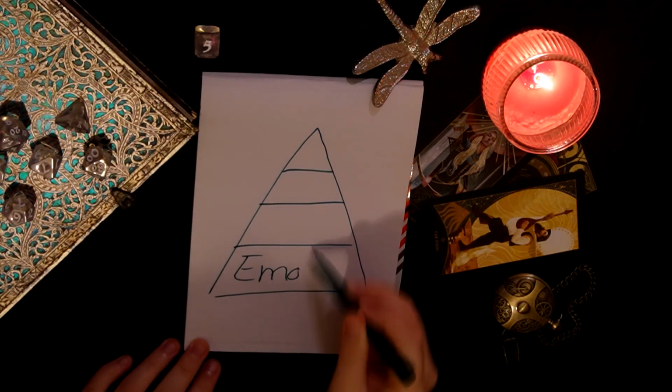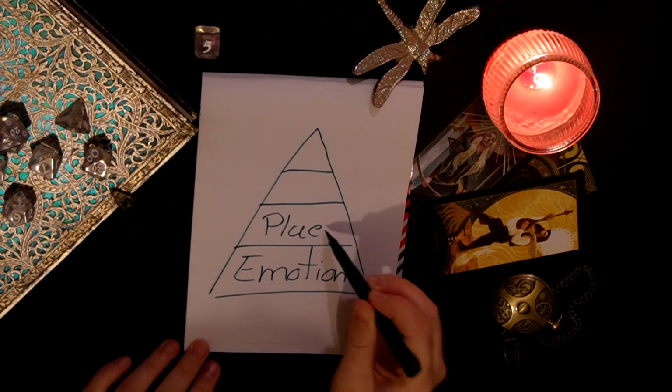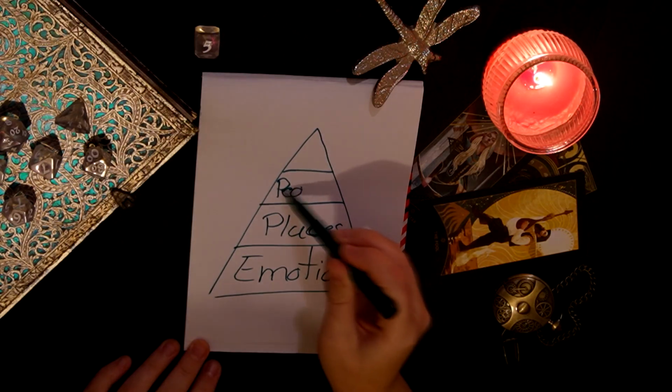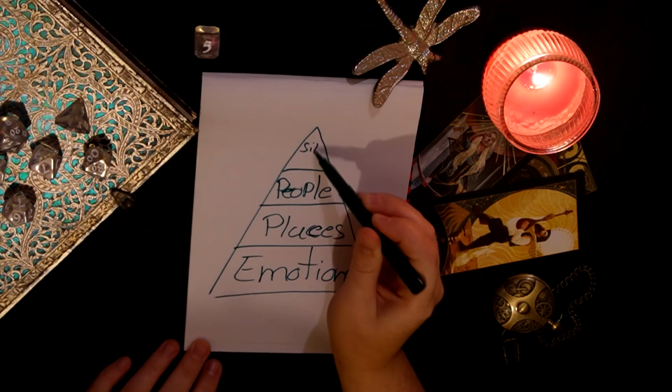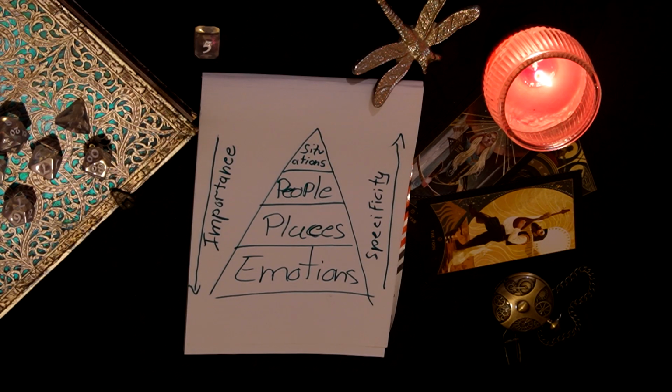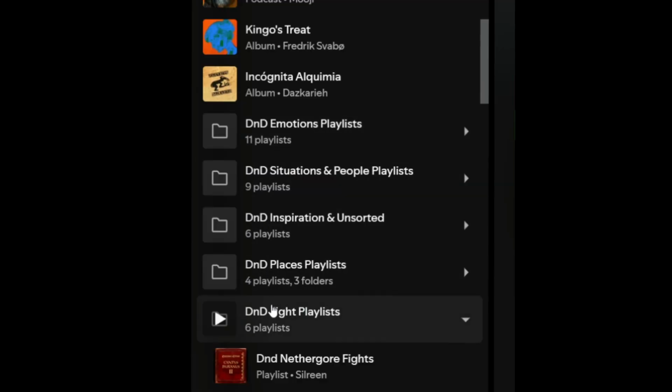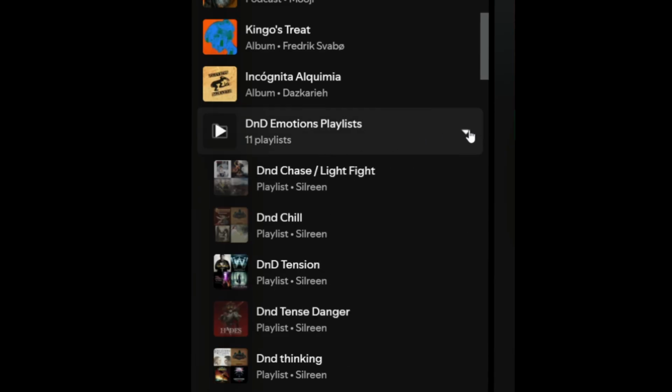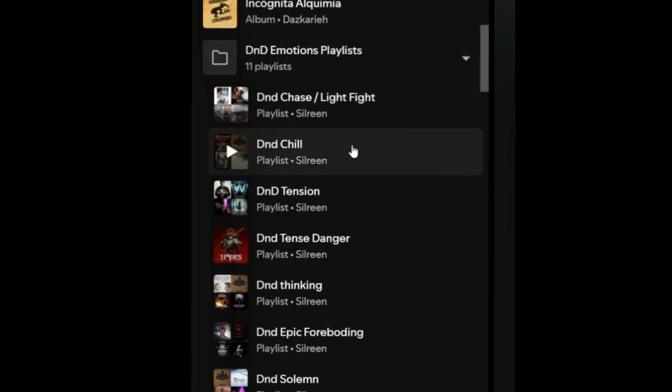So in this next part, I'm going to show you the playlists that I've created so far. They are divided into 4 groups. There is music for emotions, there's music for places, there's music for characters or groups, and there's music for specific situations. So these are my 5 main folders. The one that I'm going to get into the most is my folder of the emotion playlists. These are the most important playlists that I have.